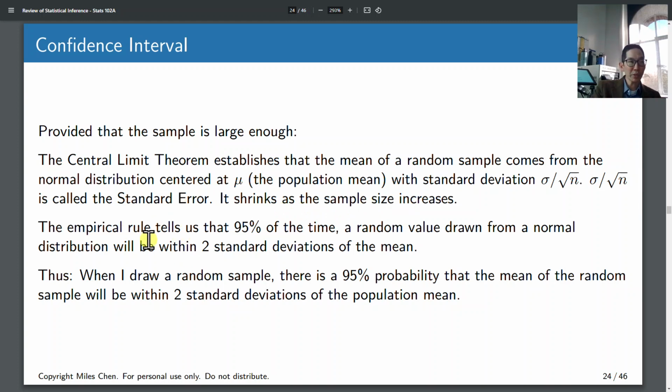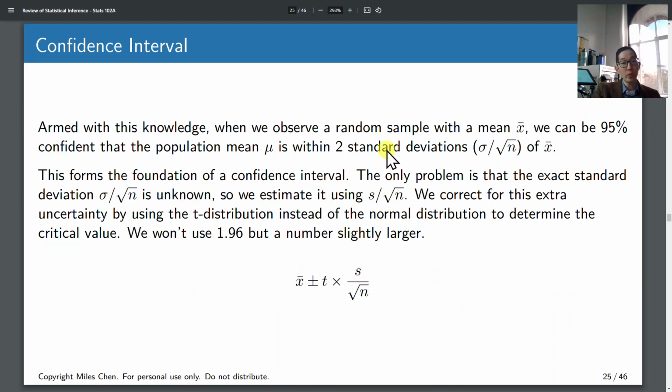The empirical rule also tells us that 95% of the time, when you draw a random value from the normal distribution, it's going to be within 2 standard deviations of the mean. So the insight is this: when I draw a random sample, there's a 95% probability that the mean of this random sample is going to be within 2 standard deviations of the population mean. Because of that, when we observe a random sample with mean x bar, we can be 95% confident that the population mean mu is within 2 standard deviations of x bar.